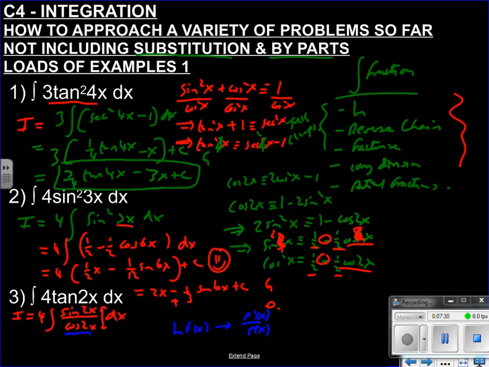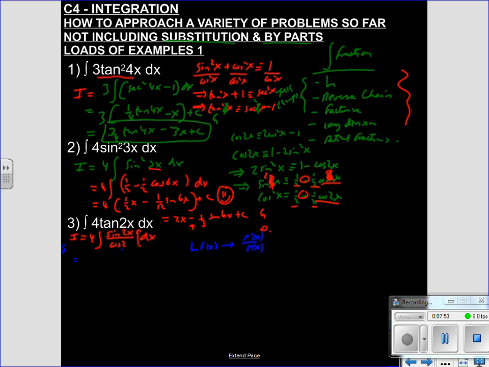So does cos differentiate to sine? Yes, it does. So I would guess, you could put g here if you want. So the 4 stays. Ln cos 2x plus c. And I would need to differentiate this to check. It's not very clear. Let's extend this. Equals 4 ln cos 2x plus c.